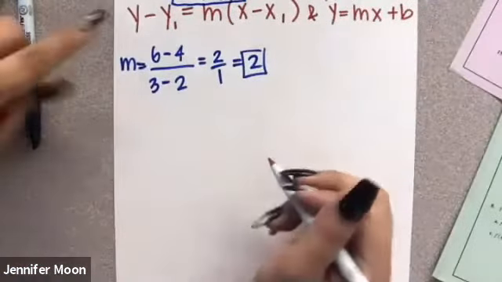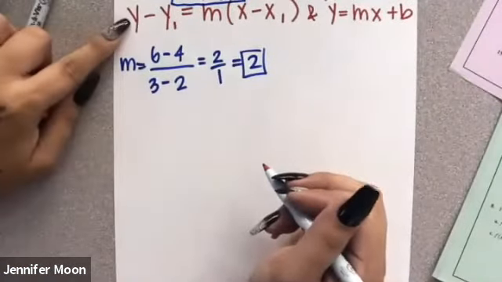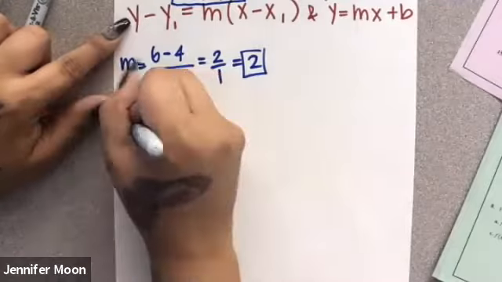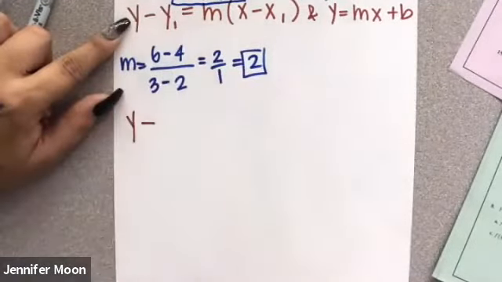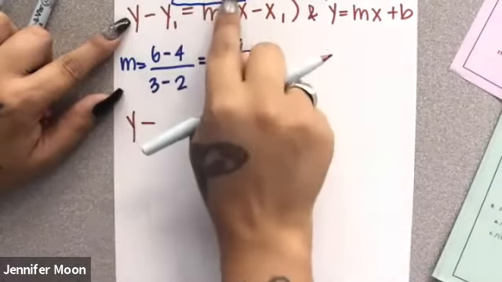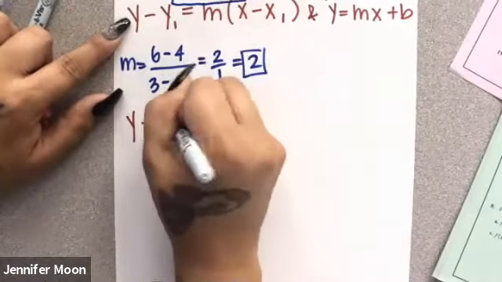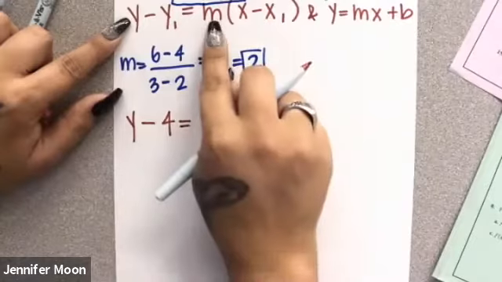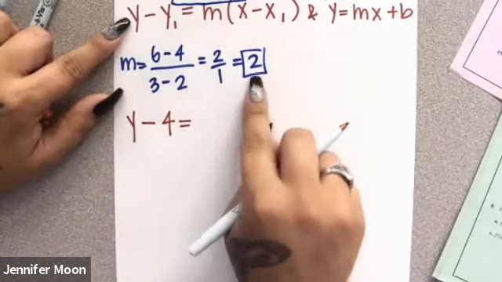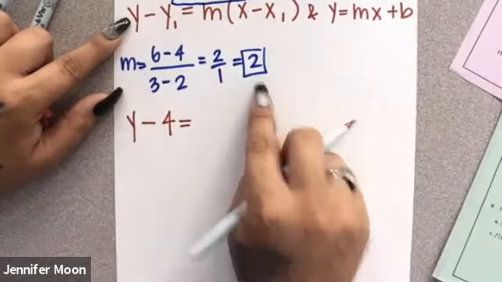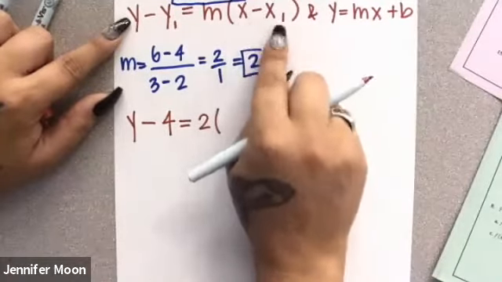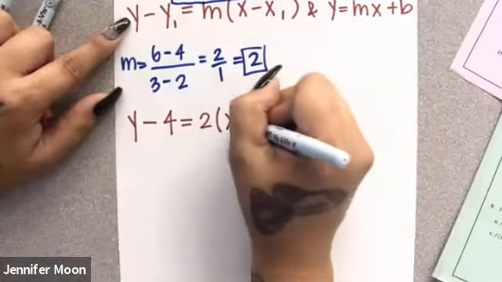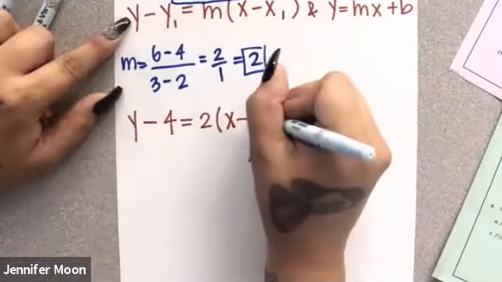So this y with no subscript is just a variable y. You just write y. Then the formula says that there's a minus sign, and then I write my y1, which is 4, equals my m. I had to use both points to solve my m, which was 2. Open parentheses, do x minus x1. So x minus my x1 is 2.